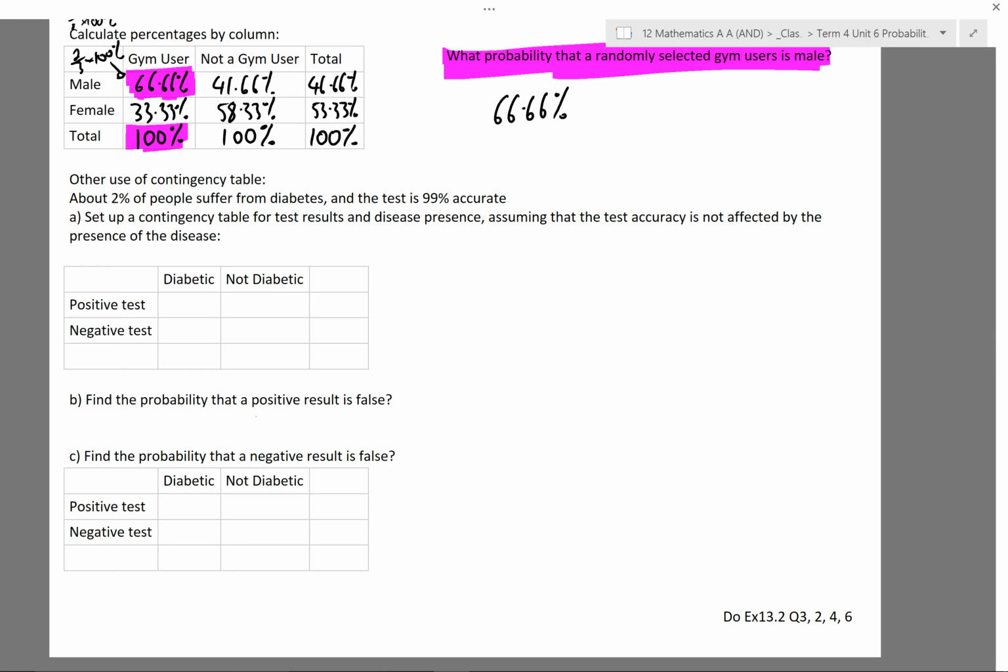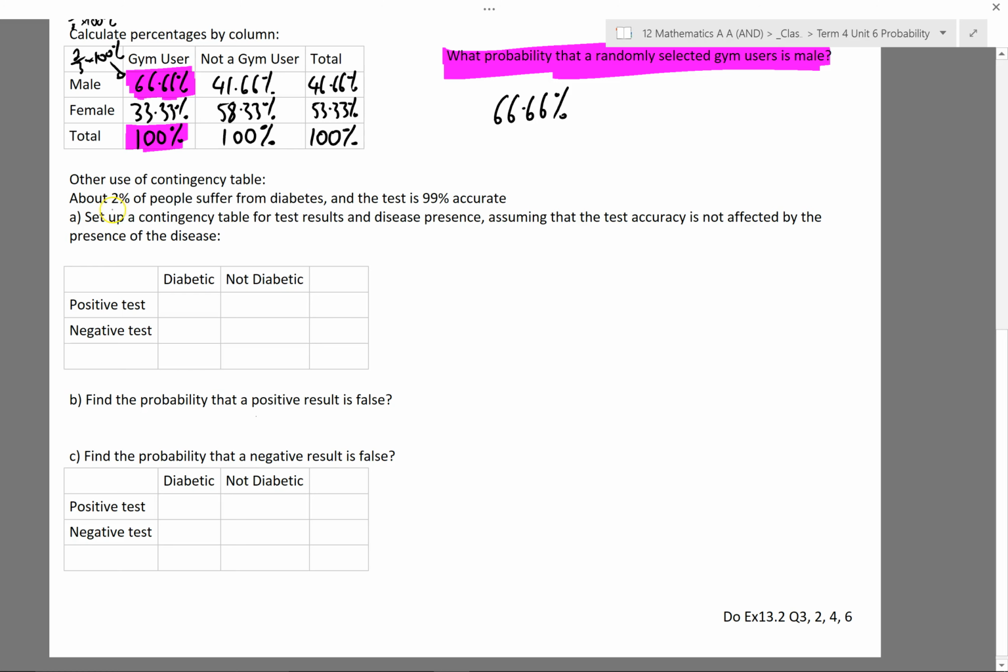So we can set up this contingency table for the test results and the disease presence. Sometimes it's important to know how often we are telling people the wrong thing. How often are we telling people they're diabetic when they're not actually diabetic, for example? So let's have a look at this table. Let's try and put in the information we know.